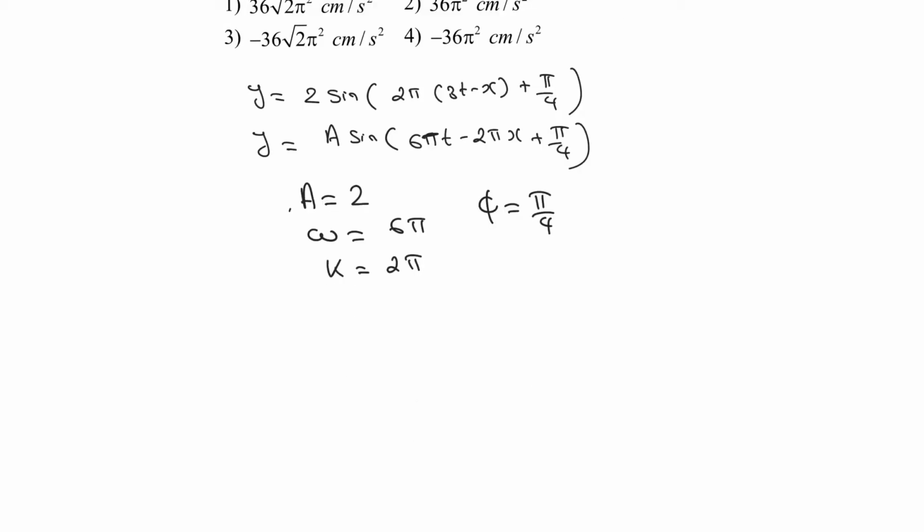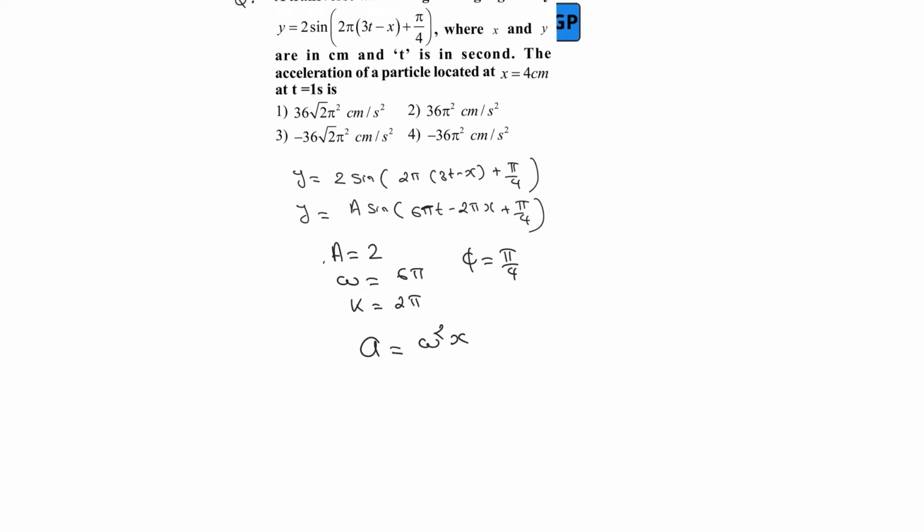The question aims to find out the value of acceleration of the particle. Here, when a wave is propagating, each and every particle is in simple harmonic motion. So we need to find the acceleration of one particle. The acceleration is basically minus omega square into displacement, and the value of omega we got as 6 pi.